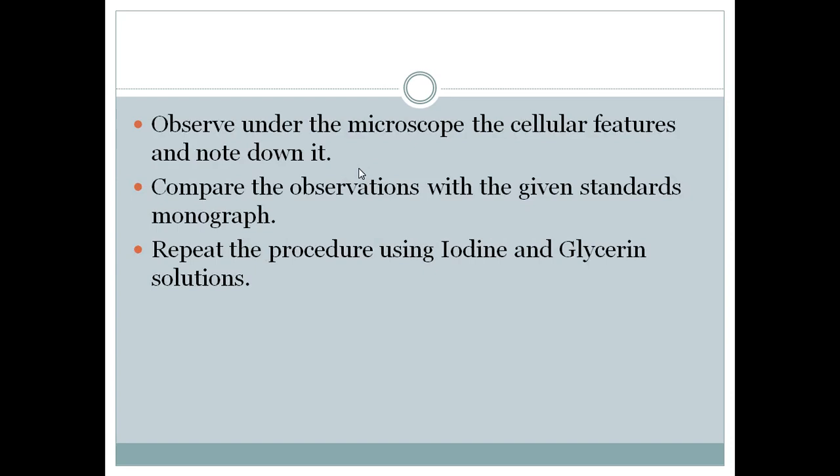First we will use the 4x objective lens, then we will use the 10x objective lens. Now compare the observation with the given standard monograph, and in the last repeat the procedure using iodine solution and glycerine solutions.